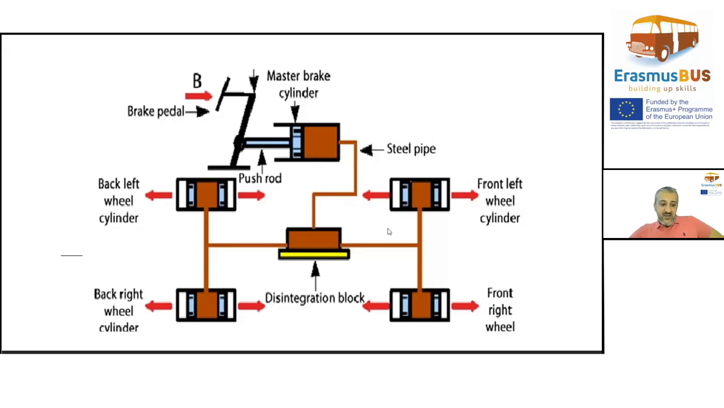And the third part is hydraulic pipes, steel pipe. Here you can see. Hydraulic pipes are the ones which are used to transfer the hydraulic pressure that comes from the brake pedal system to wheel mechanisms on 4 parts.